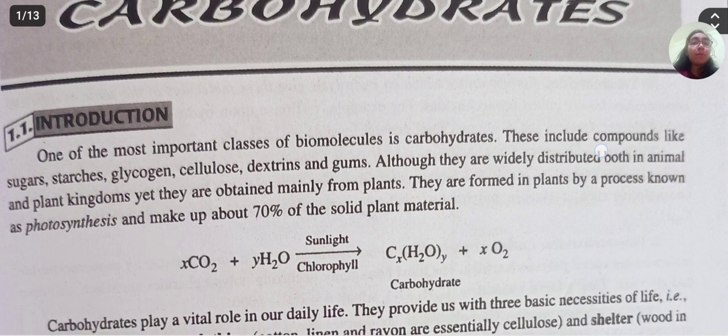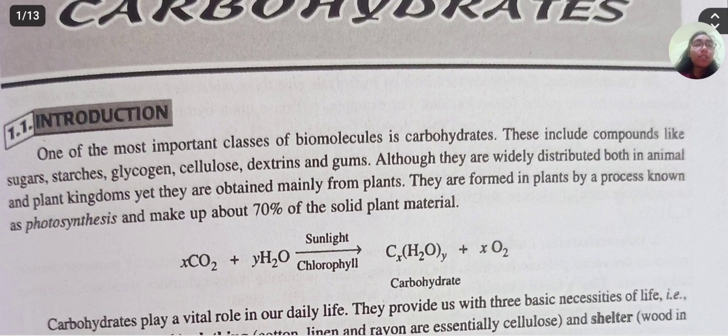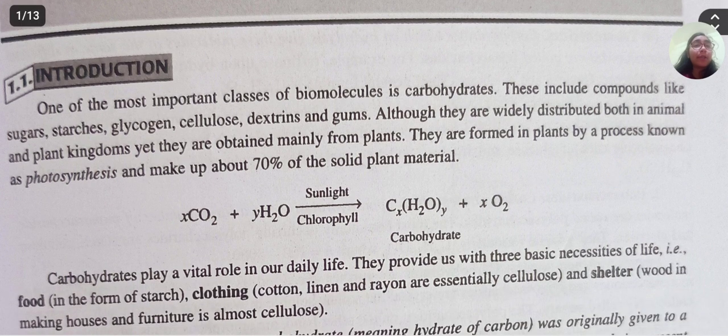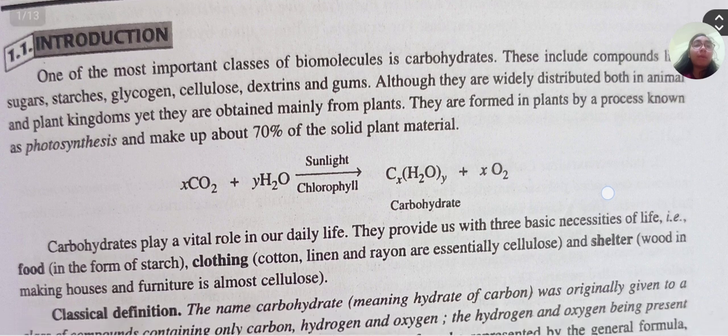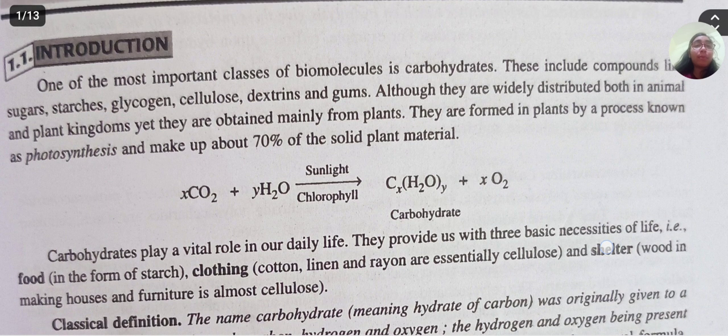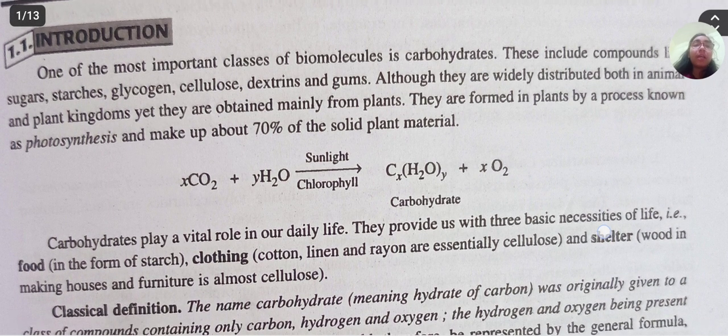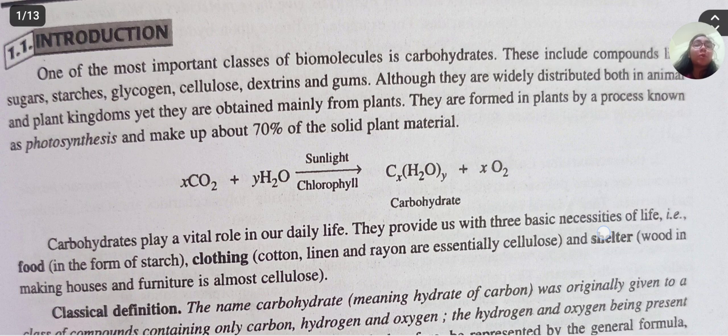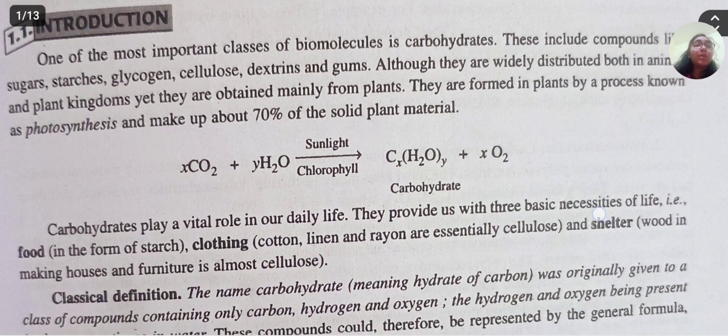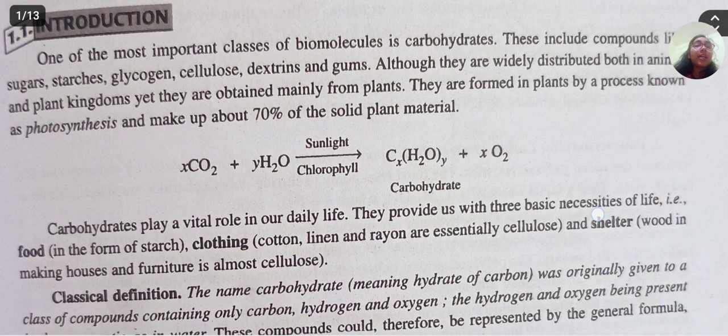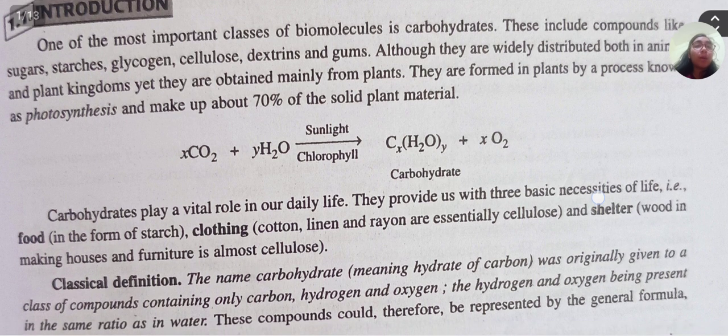Introduction. One of the most important classes of biomolecules is carbohydrates. These include compounds like sugars, starches, glycogen, cellulose, dextrins and gums. Although they are widely distributed both in the animal and plant kingdom, yet they are obtained mainly from plants. They are formed in plants by a process known as photosynthesis and make up about 70% of the solid plant material. CO2 + H2O gives CH2O + O2, carbohydrate.